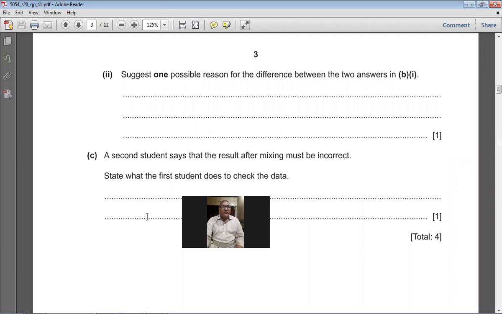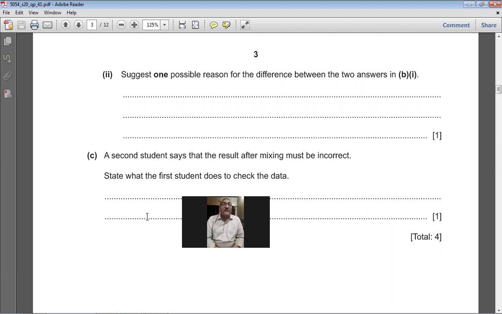Now we have question number 1, B part, second portion. It says, suggest one possible reason for the difference between the two answers in the first part of B. We thought that the volume of the mixture would be 93 cubic centimeter, but in reality, the volume of the mixture was only 89 centimeter cube. One practical reason can be that when you pour the ethanol into the water, some of the ethanol will remain in its cylinder. Some of the ethanol will stay in the form of droplets, which stick to the walls of that cylinder. So some of the ethanol has remained in its cylinder.